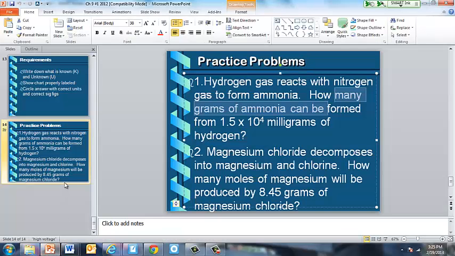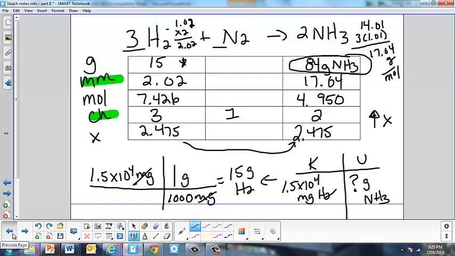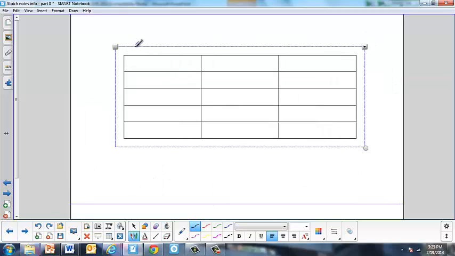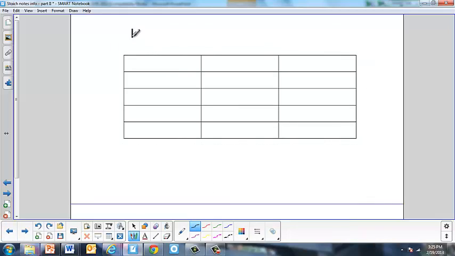Alright, now we've got one more here. This time we've got magnesium chloride decomposes into magnesium and chlorine. How many moles of magnesium will be produced by 8.45 grams of magnesium chloride? Well first we've got to write a balanced chemical reaction. So what they told me is I started with magnesium chloride. Now magnesium is a 2+, chloride is a 1-. So my formula for magnesium chloride is MgCl2. It's going to decompose into magnesium, which is plain old Mg, as well as chlorine, which is one of the diatomic elements, Cl2. So it's already balanced just the way it is.